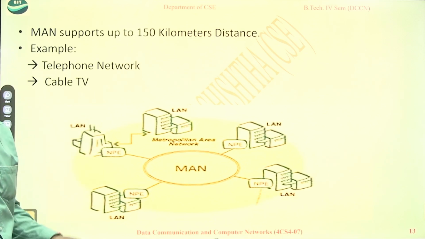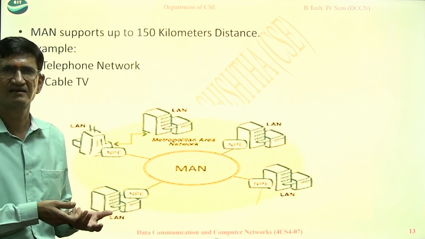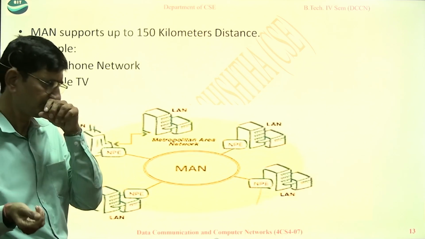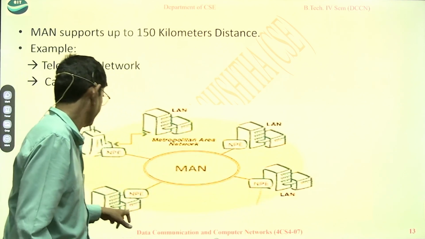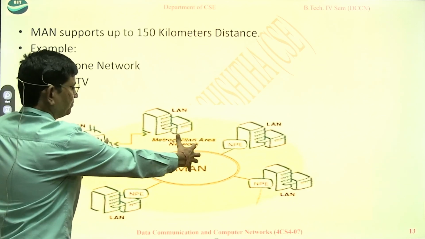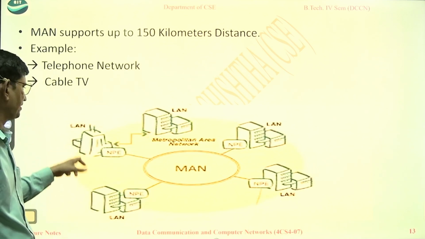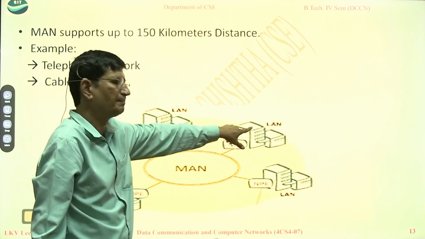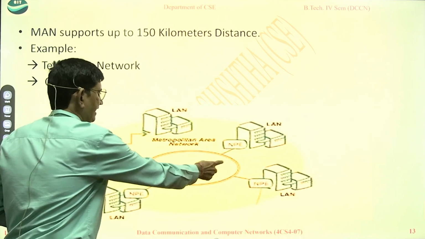Another example is cable TV. I know that now there is DTH, direct to home, but before that we had a cable connection. The vendor takes a wire and attaches it to our TV. So when we connect LAN, LAN, LAN together, it converts into a MAN. Campus 1, campus 2, campus 3, campus 4, campus 5. One campus already has 5 labs, 5 LANs; campus 2 has 10 labs, 10 LANs. When we merge them together, it converts into a MAN.